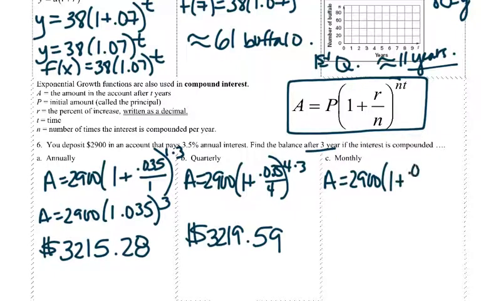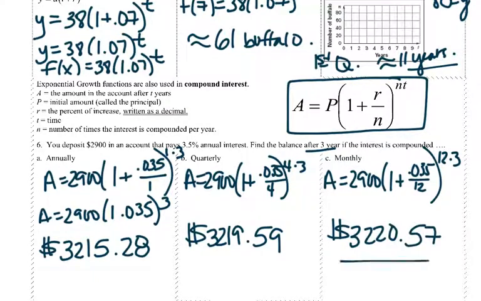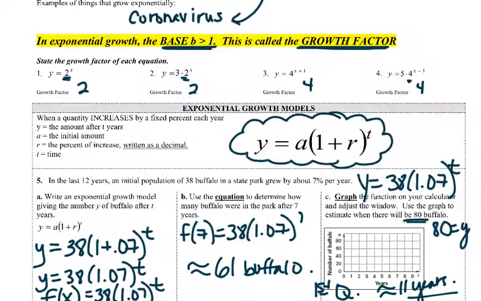Do you think it's going to give me more money or less money to compound monthly? Monthly is 12 times a year. Let's see. 2,900 times 1 plus 0.035 divided by n, which is 12, and then raised to the n times t. And so this turns out to be 3,220.57. So definitely getting the most money with the compounding monthly. So this is exponential growth.